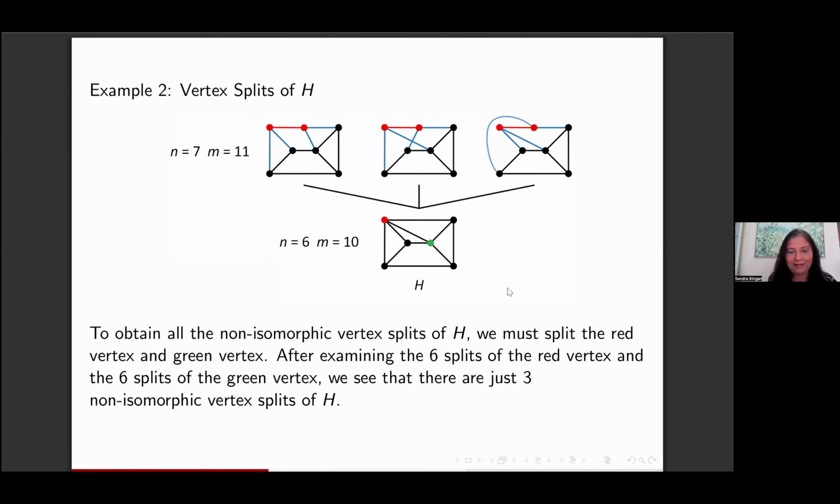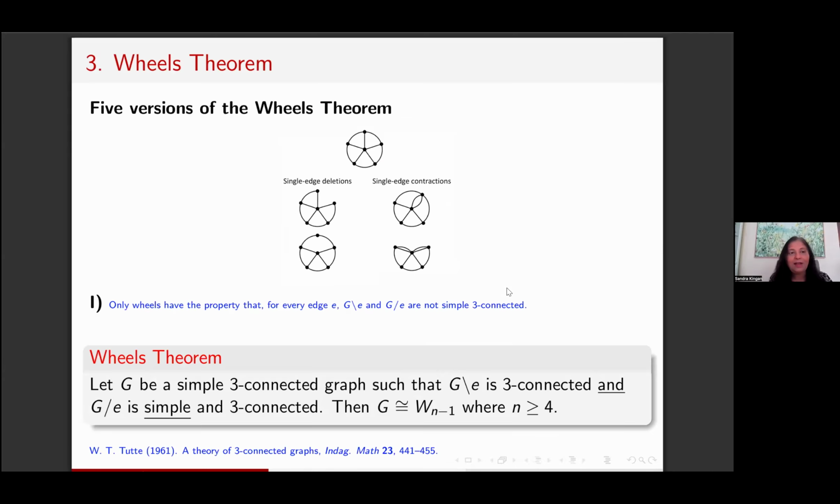All right, thank you. So now I'm going to go through the Wheels theorem, and I'm going to do 5 versions of the Wheels theorem. It's just such a foundational result by Tutte. It is actually Tutte's Wheels and Whirls theorem. It's a matroid result, and some of this work extends to matroids in the paper, but in this talk, I'm just focusing on graphs.